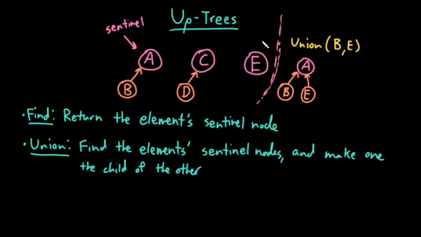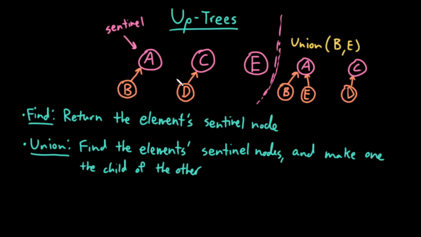So I'm setting E's parent pointer, which was originally null, or it just wasn't pointing to anything. I'm now going to set it to point to A. So E's parent pointer was null, but now it's pointing to A. And the rest is unchanged. C is another sentinel node, and D is a non-sentinel node whose parent is C. So this would be the result of doing union BE. I took one of the sentinel nodes, in this case specifically E's sentinel node, which was E, and I made it a child of the other sentinel node.